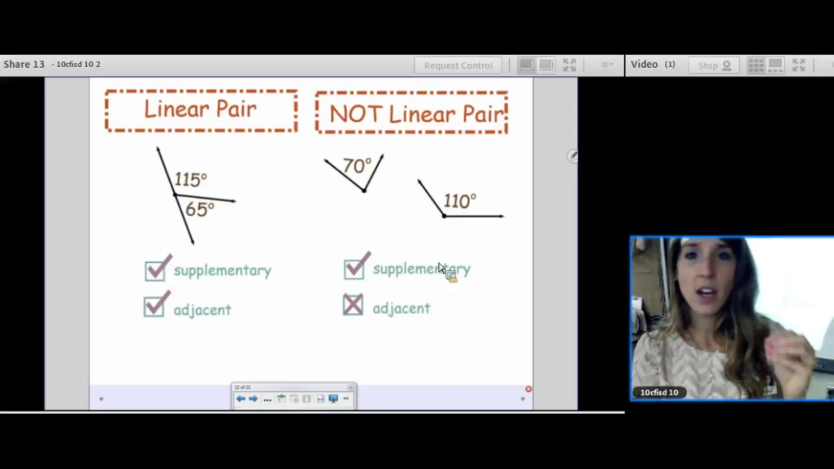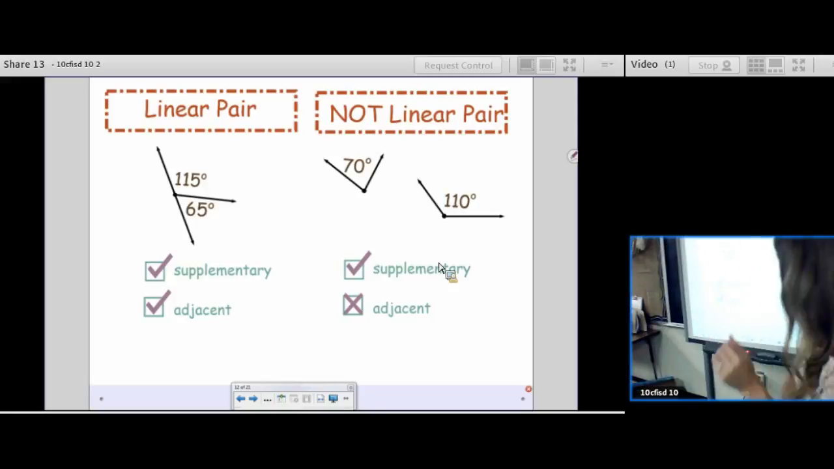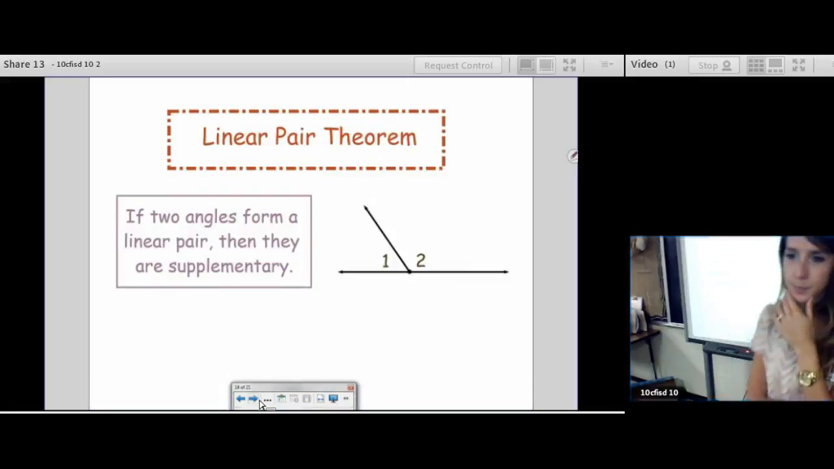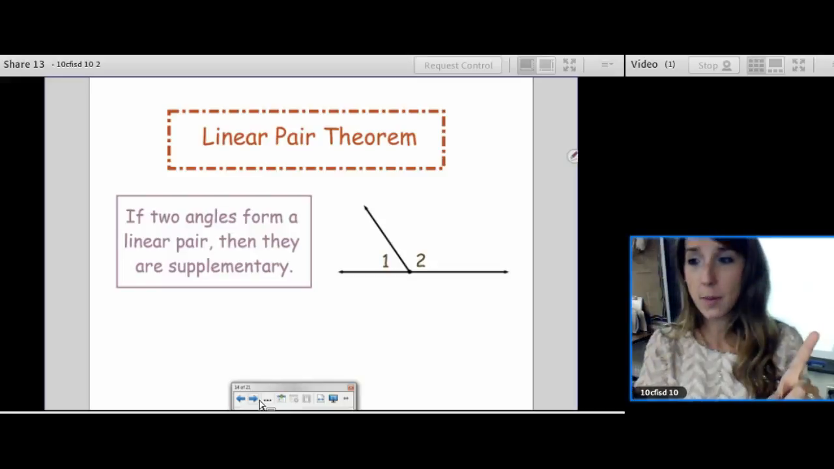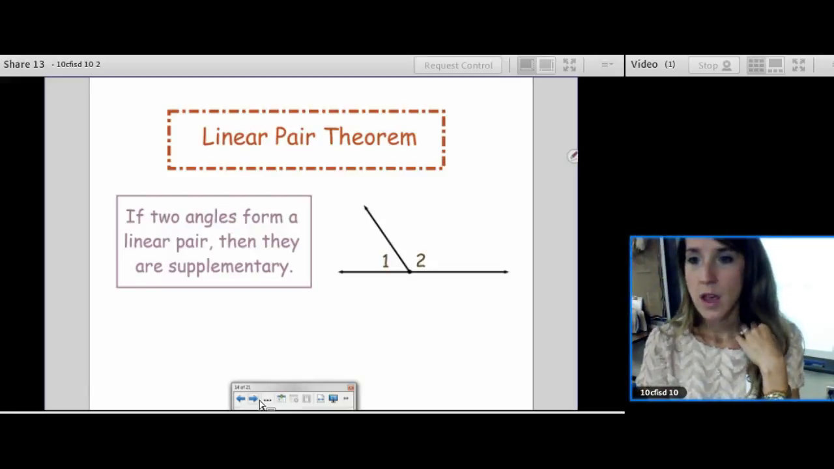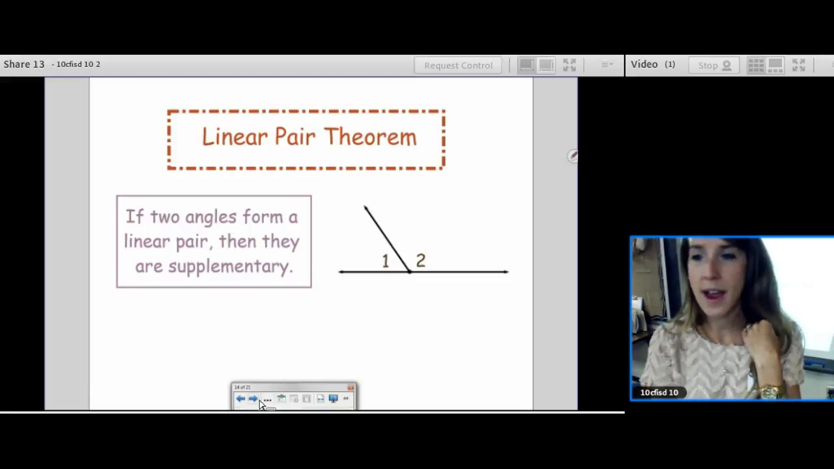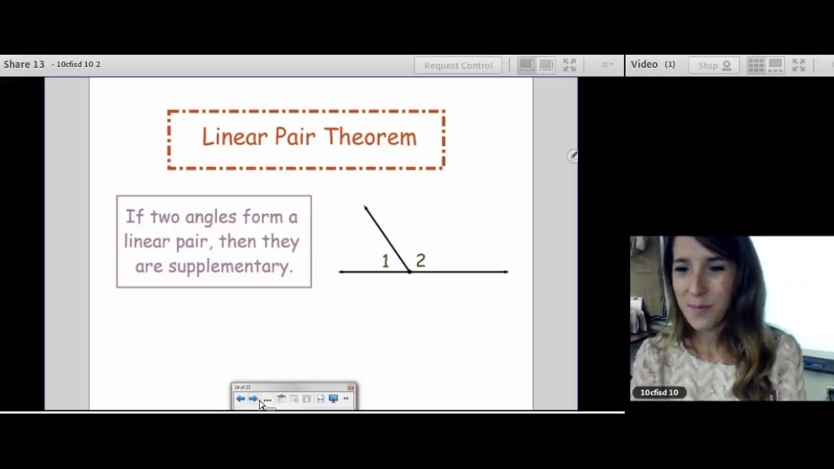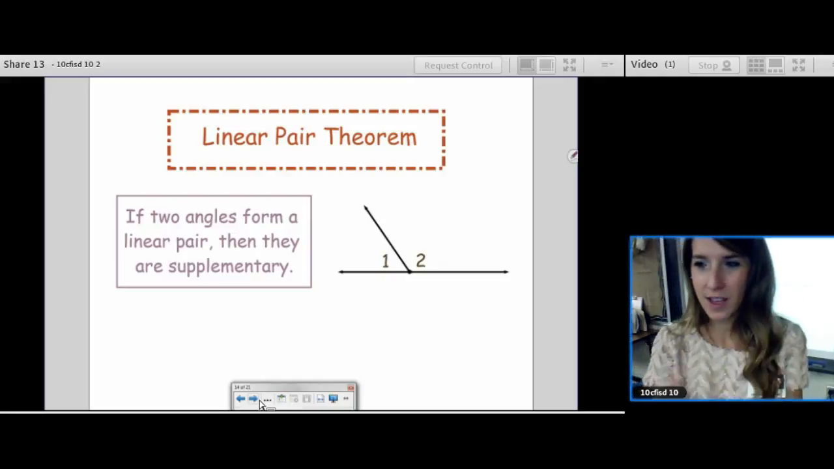Now, you already have linear pair on your vocab sheet, so we're not going to write the definition down, but we are going to write the theorem down. So you've got the vertical angle theorem in your notes, and now you're writing the linear pair theorem. If two angles form a linear pair, then they are supplementary. Both of our theorems today are if-then statements, hypothesis and conclusion.